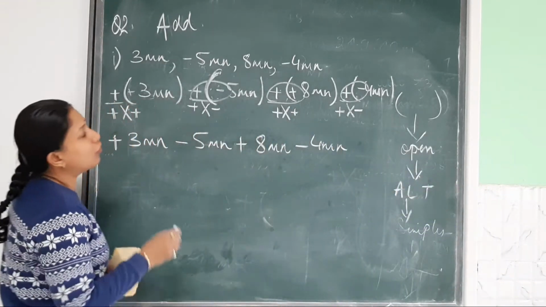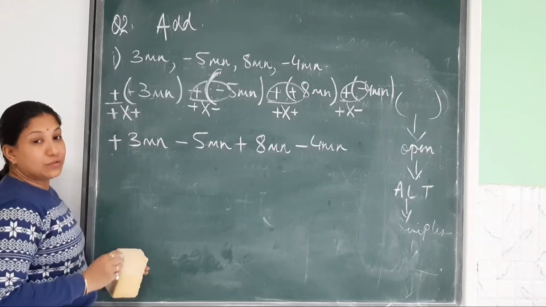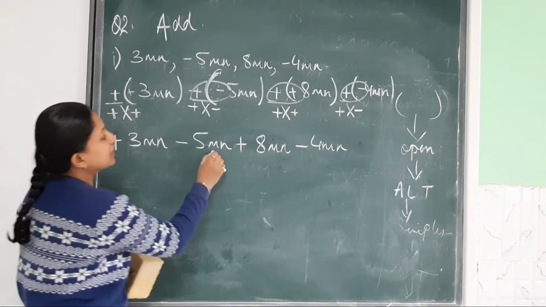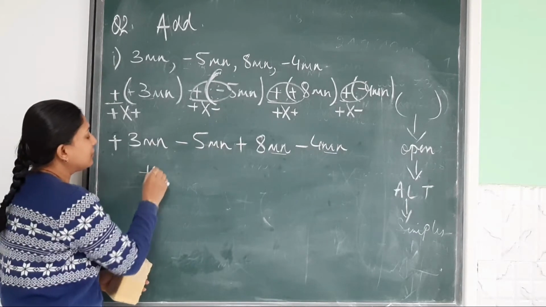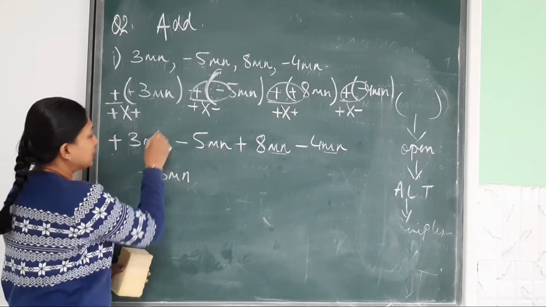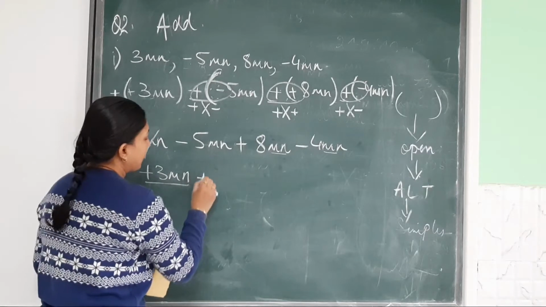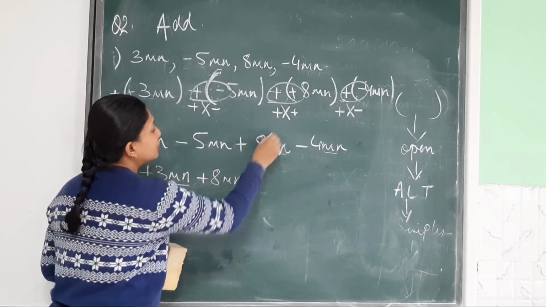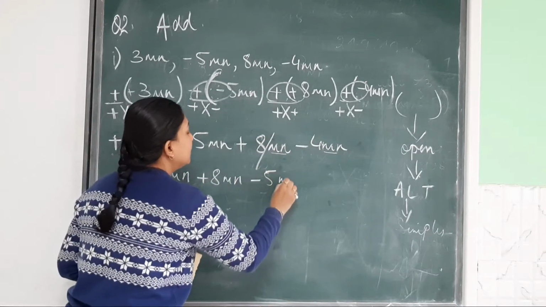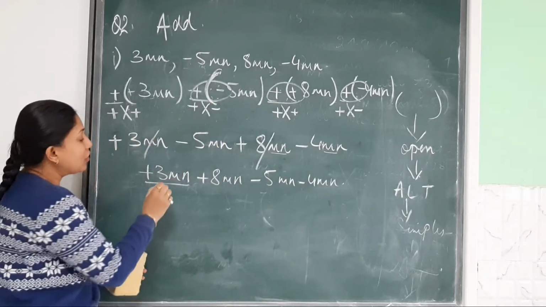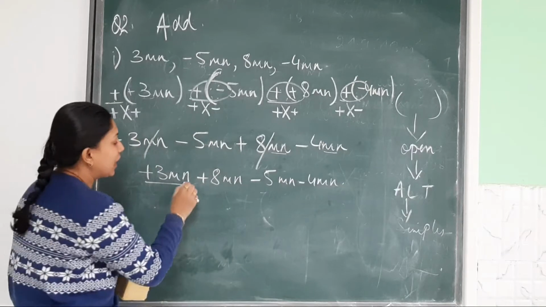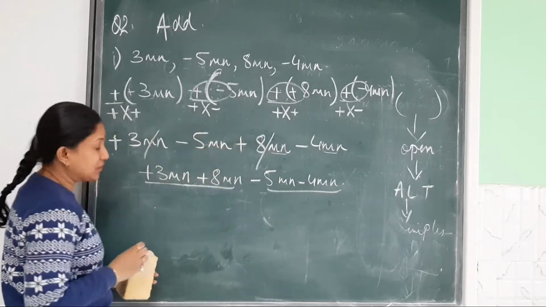So we have opened the bracket also. Now what will we do? Arrange the terms. But see, all are like terms. So what will I do? I will club together the positive terms, 8mn, 3mn also, and I will bring together the negative terms also, because all are like terms. I will solve this and this side by side.